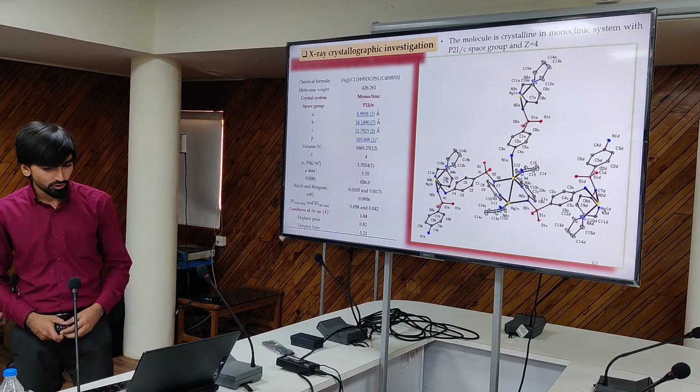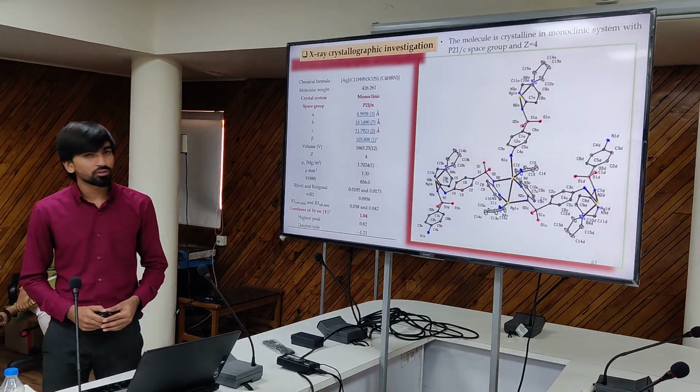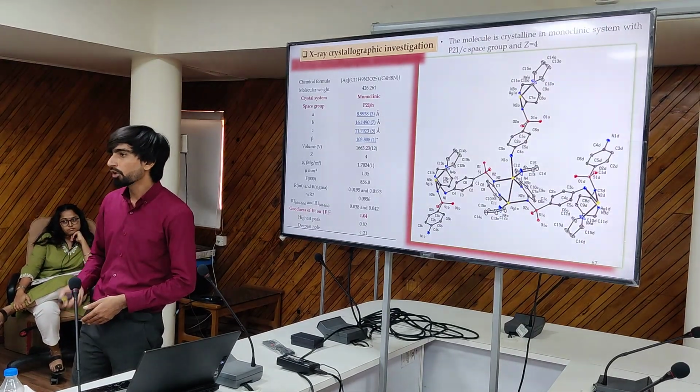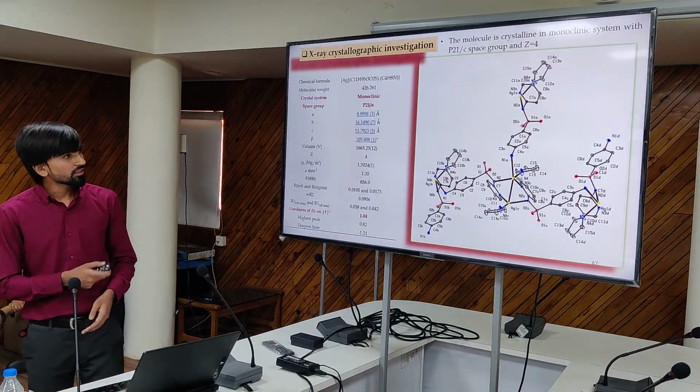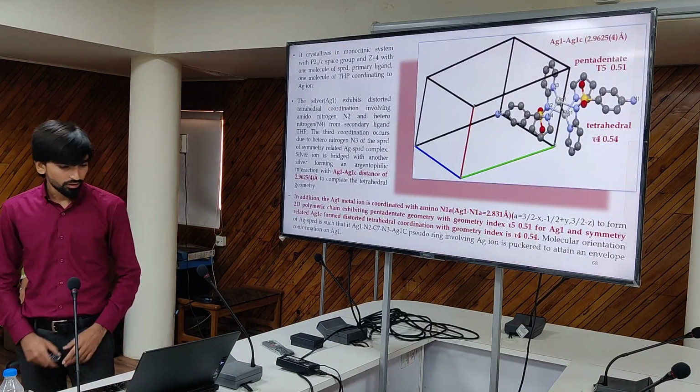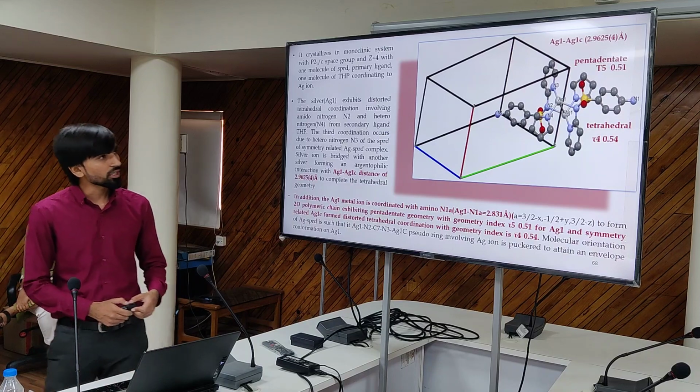And in this silver complex of sulfapyridine, the molecules form a 2D framework, the MOF. We also call that a MOF, metal organic framework. So here the structure is two-dimensional. Here two silvers are taking part in the coordination.